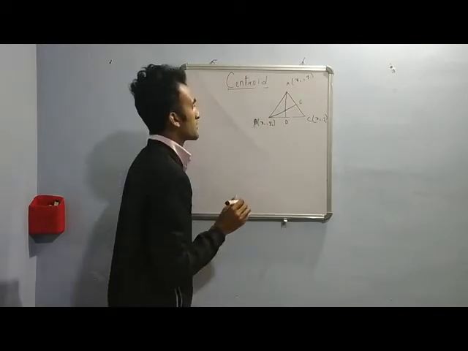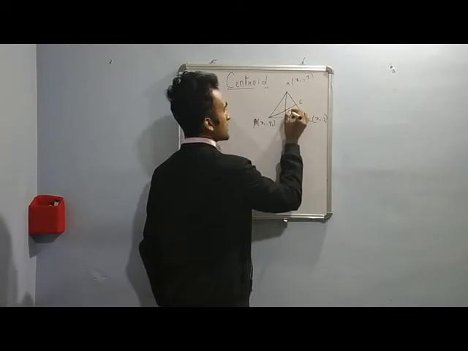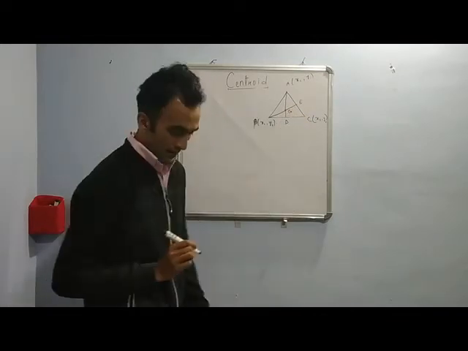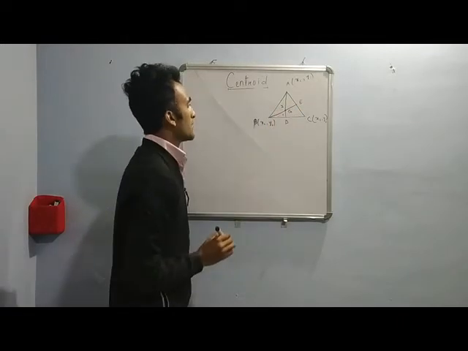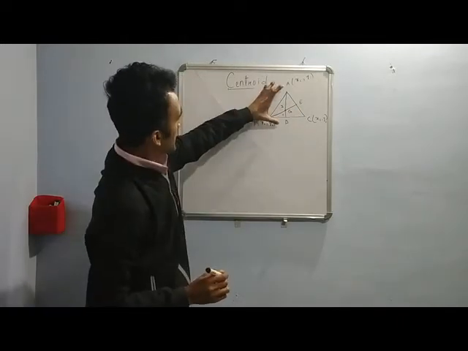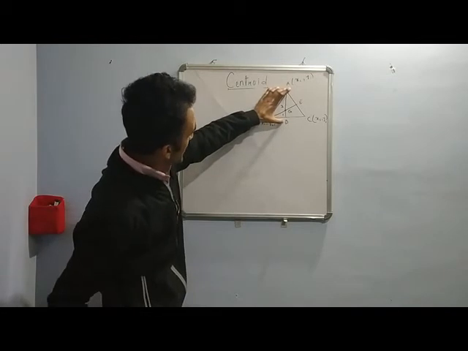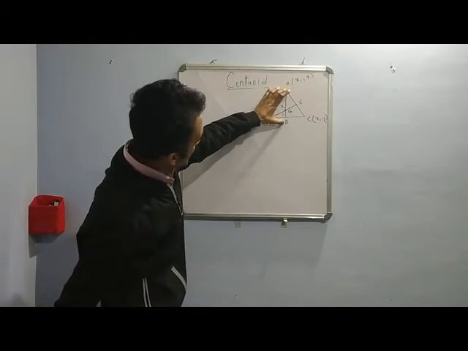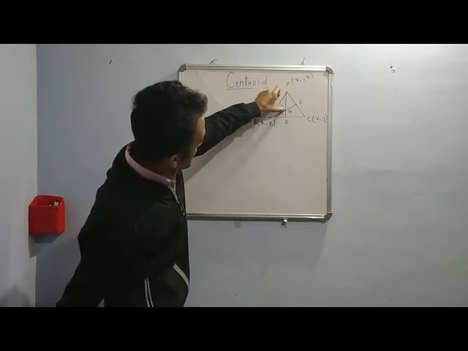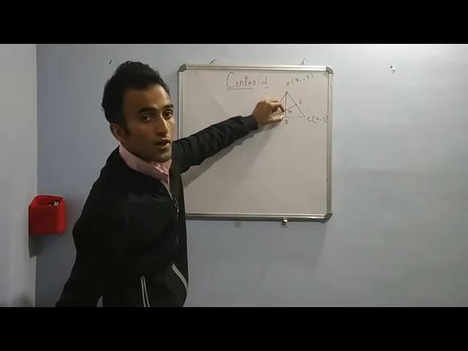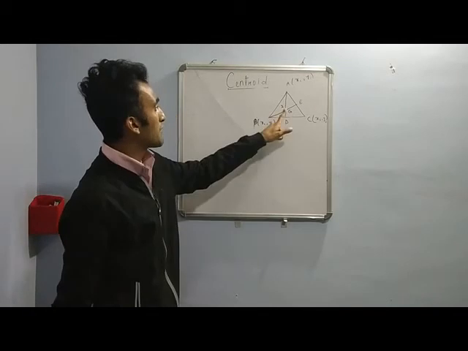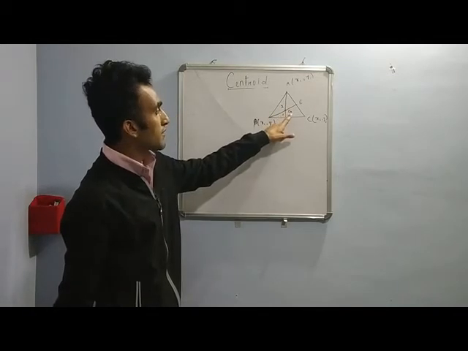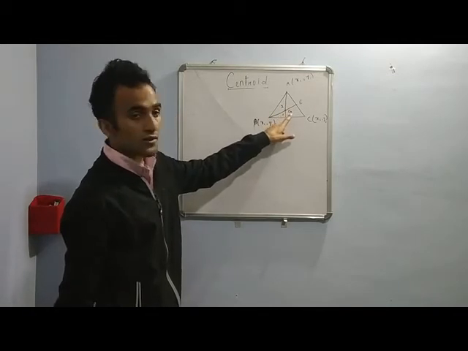This is called centroid G. This is G. Now it divides in a ratio 2:1. First of all, see this is the line segment AD, and this AD is divided by the point G in a ratio 2:1. So I can use the section formula here and find out the coordinates of G.